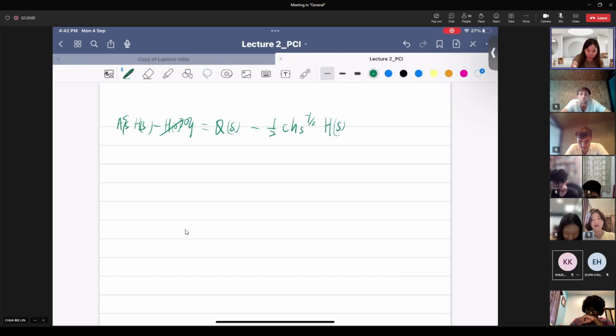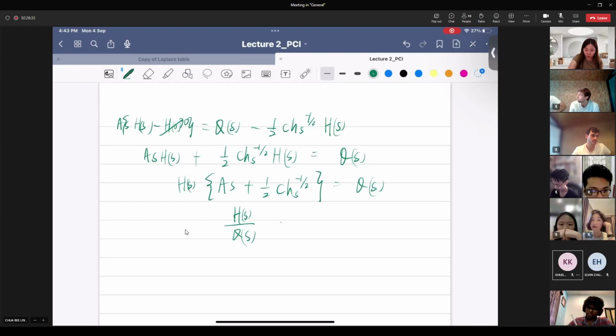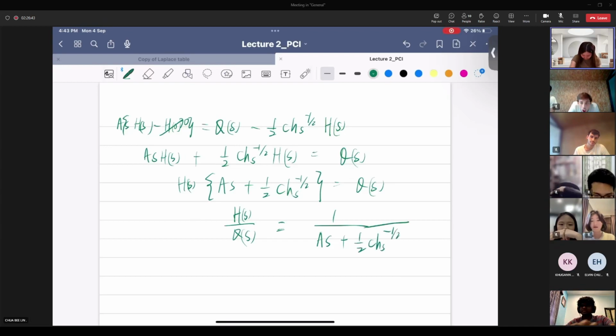So once you have this, you'll be having AS, HS, move the output to one side. So 1 over 2 CHS negative 1 over the 2 HS equals to QS. Factorize your output. AS plus 1 over the 2 CHS negative 1 over the 2 QS. So output over the input, it will be 1 over AS plus 1 over the 2 CHS negative 1 over the 2.